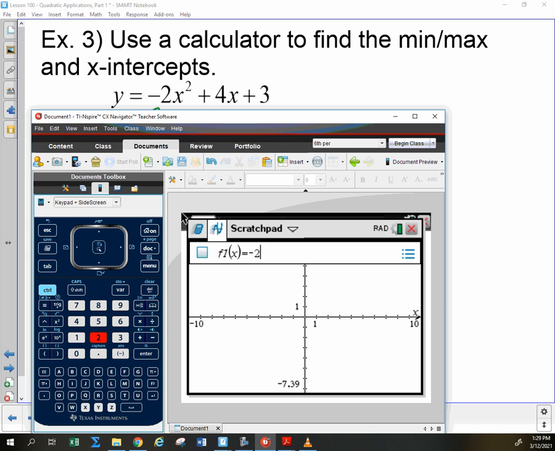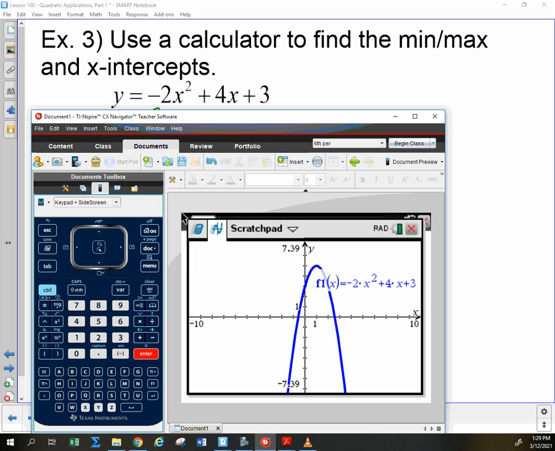2, and then the x, and then the x squared button is right beside the 4. Then we will have plus 4x and plus 3, and we will hit enter. Now this one is nice. I can see the whole thing pretty well on my calculator.